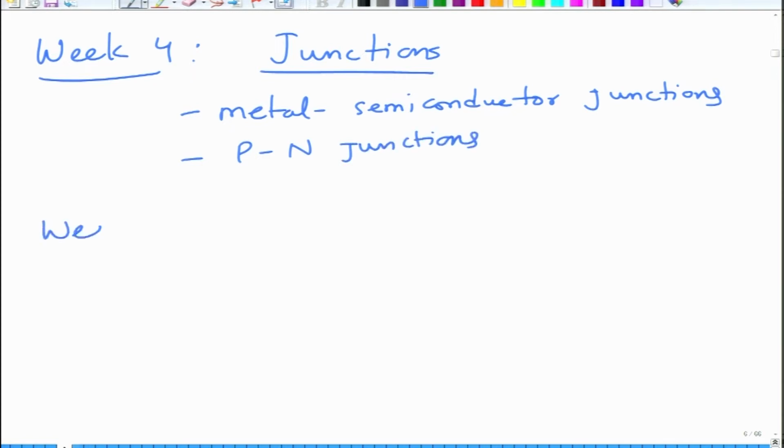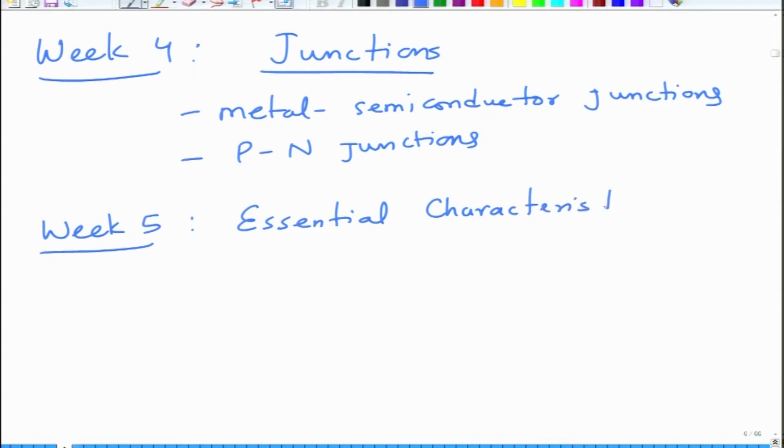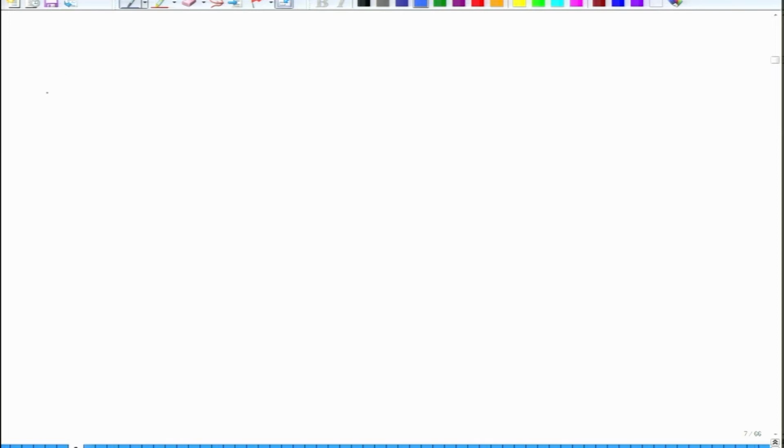And then in week 5, we will understand the essential characteristics of photovoltaic devices. Essential characteristics of photovoltaics in terms of electrical parameters: what kind of circuits we can depict a solar cell in the form of, what kind of resistances are there, what kind of quantifiable parameters are there to define the solar photovoltaics. Okay.